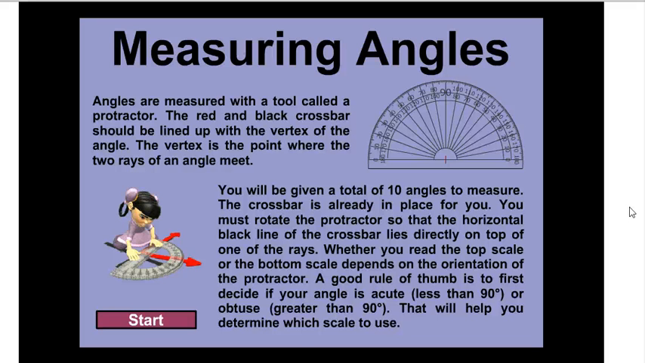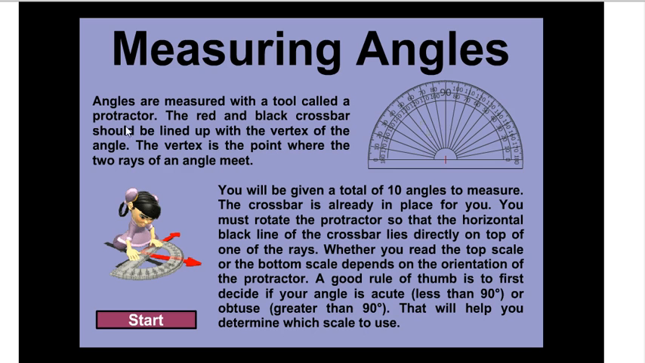Hello, Mishler Math again. Today we're going to talk about measuring angles. I found this great little website at www.mathplayground.com. If you hit the /measuring angles.html, that's where I'm at. Or you can just watch along while I'm showing you how to do this.